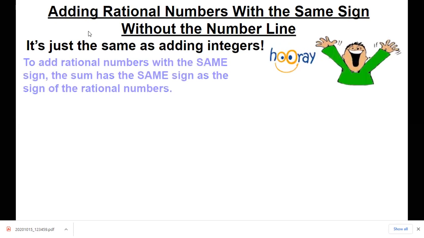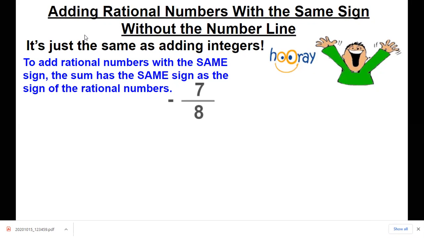Remember, it's the same as adding integers. Same sign, you add them up. The answer of the sum will have a negative sign if both numbers are negative, or a positive sign if both numbers are positive. So we have negative 7/8 and a negative 2/4, and we're adding them. They both have negative signs. So we are actually adding the fractions.